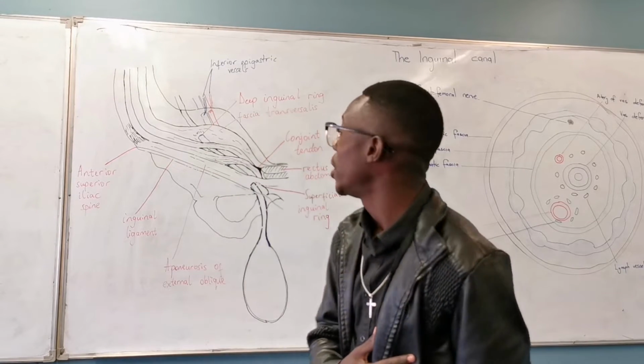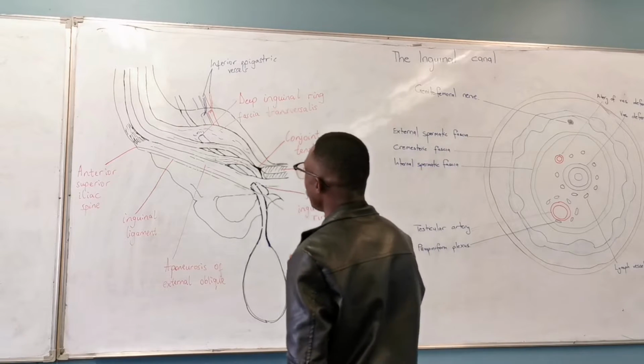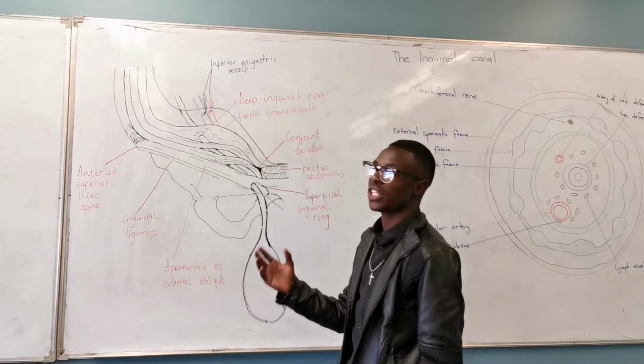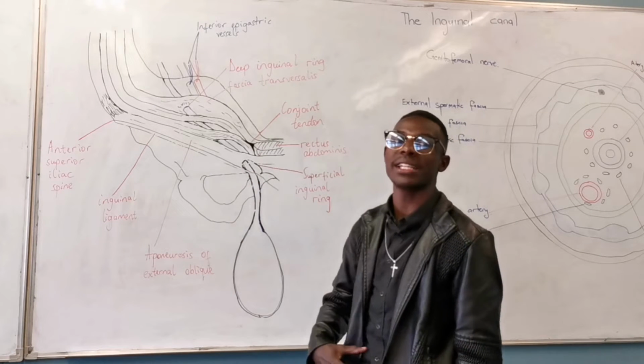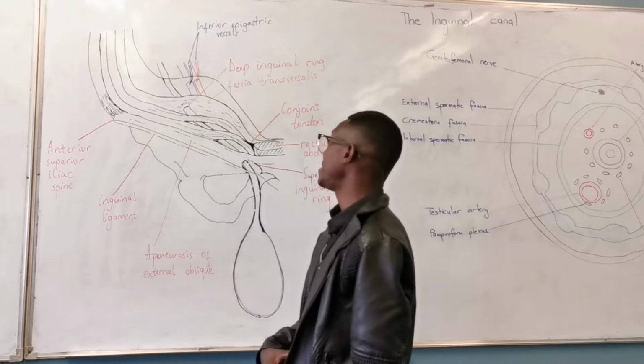Today we are going to talk about the inguinal canal. This is the diagram that shows the position of the inguinal canal. It is found on the inferior part of our abdominal cavity.